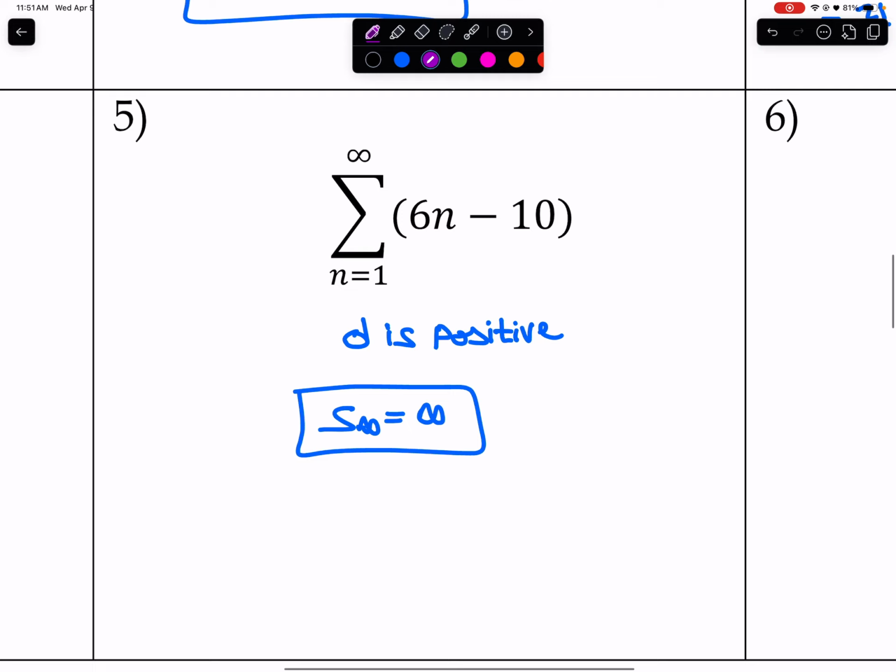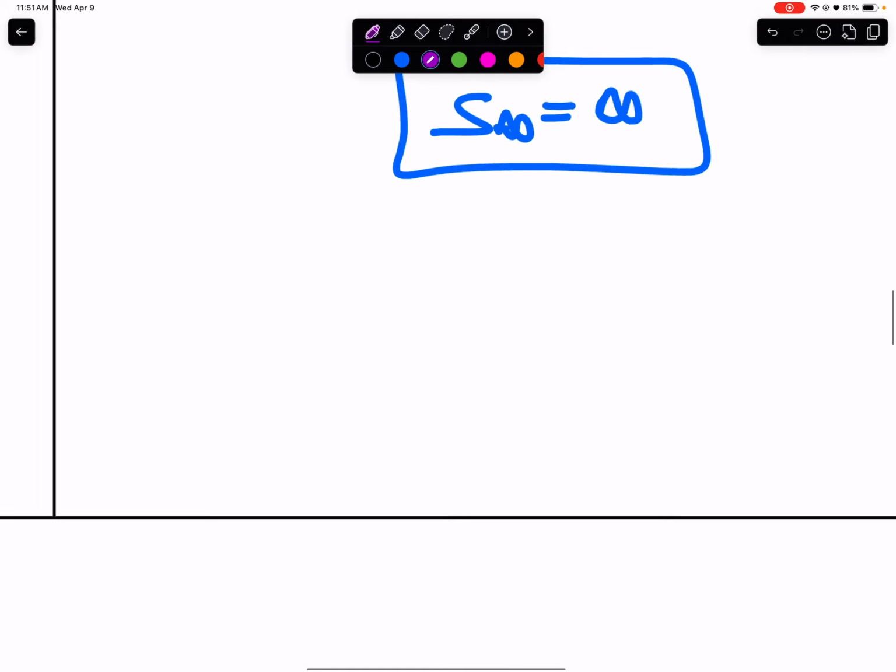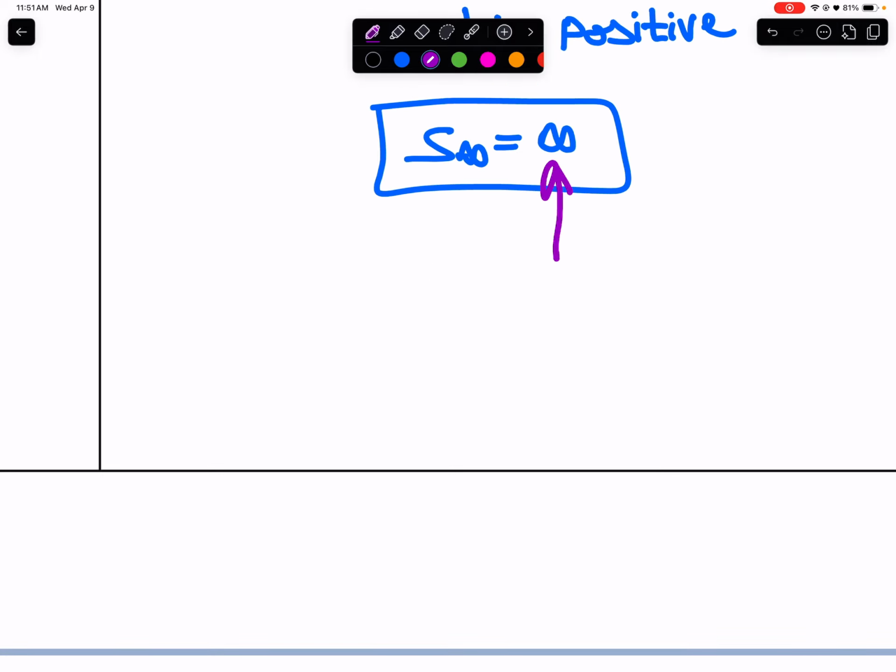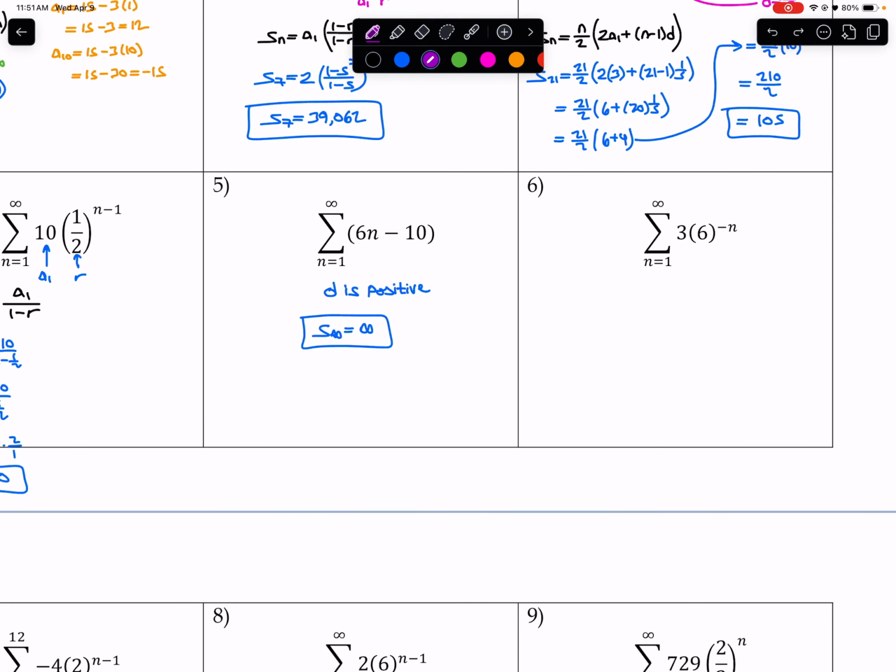So keep in mind some problems are going to say, find the infinite sum if it exists, or find the sum if it exists. Sometimes we might even say that the sum doesn't exist because it's infinity, but just pay attention to the context of the problem.